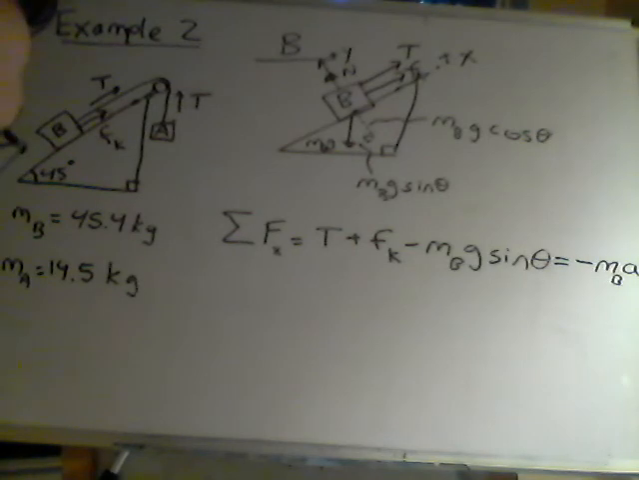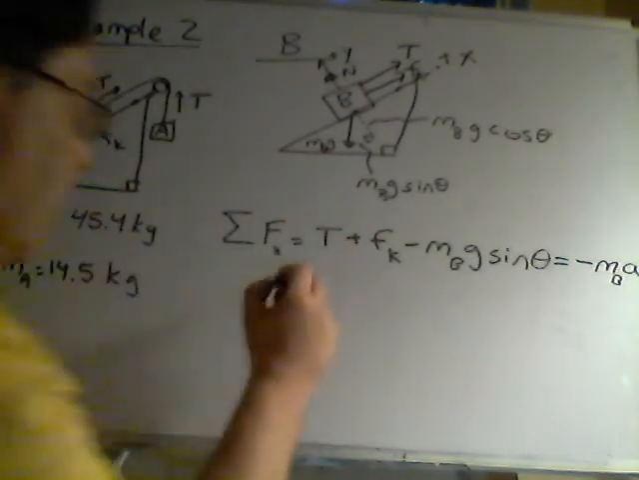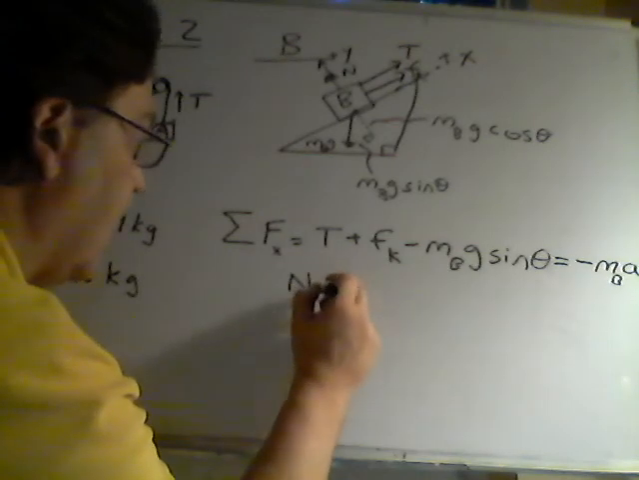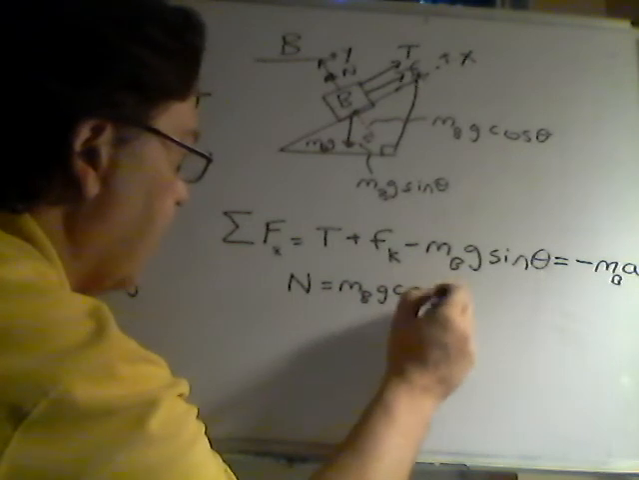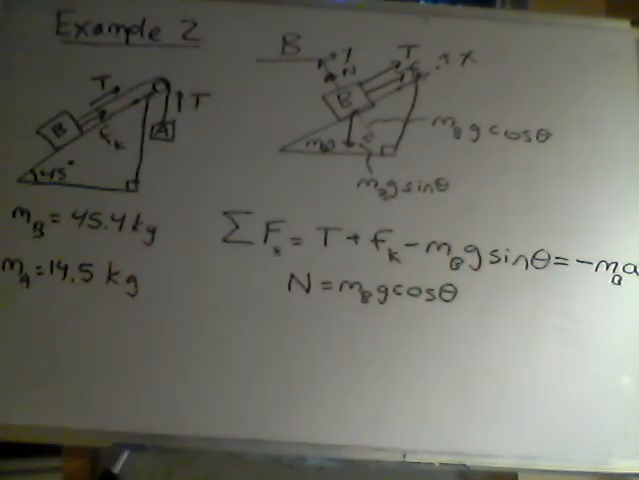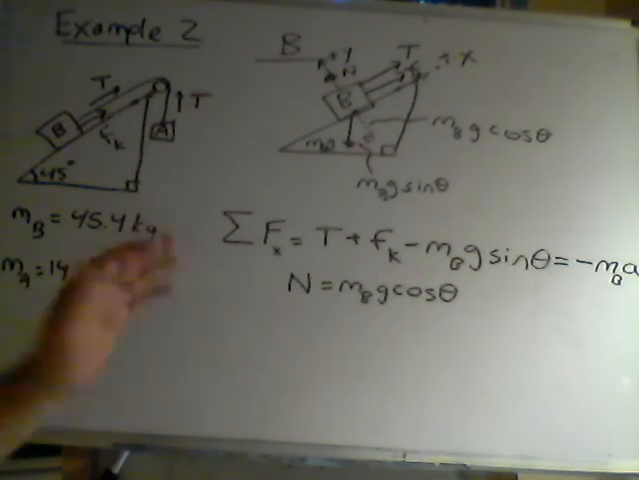All right, and again, the sum of all forces in the y direction. What I would get from that second equation is, again, m sub b g cosine theta. It'd be the exact same math that I did originally. That would be Newton's second law in the y direction. I'd get this as an answer. Okay, I'm not going to do it again. I'm just going to write it down.